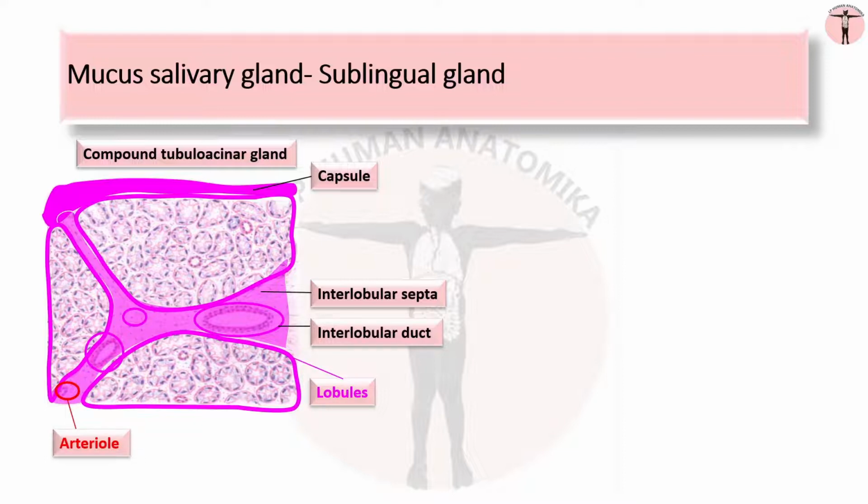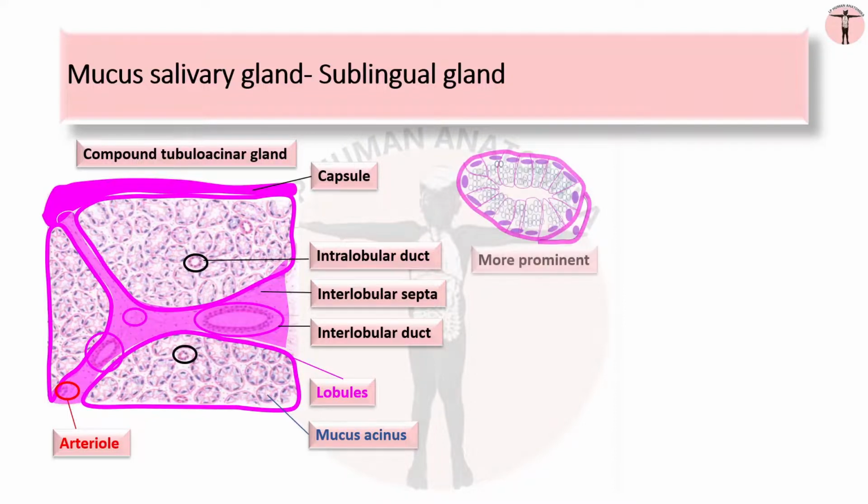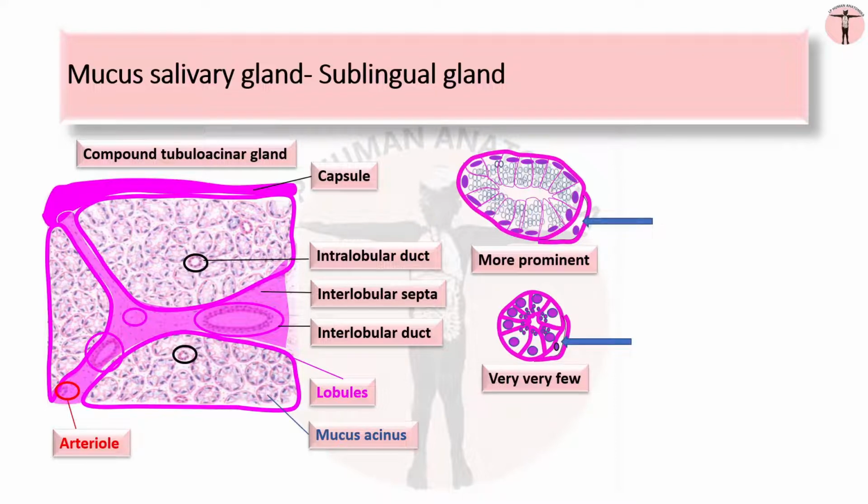This gland resembles the submandibular gland. Each lobule is composed of both serous and mucous acini, vessels, and intralobular ducts. The light-stained mucous acini are more prominent with very few serous acini. In the section, the serous acini may or may not be seen since the number is very low. The composition of the gland is variable. The myoepithelial cells are seen around individual acini.